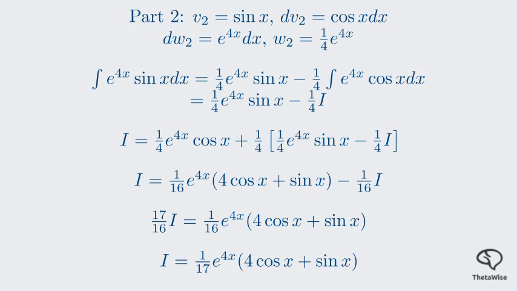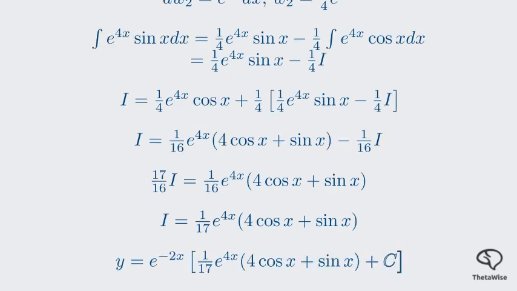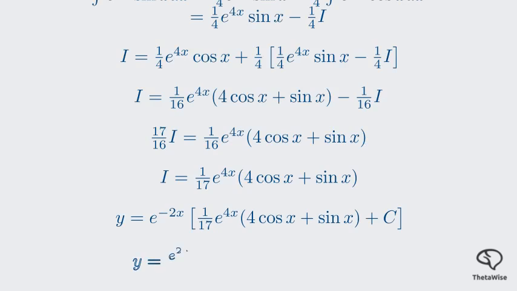Now, we just need to substitute this back into our general solution formula. y equals e^(-2x) times our integral result plus c. Distributing e^(-2x), we get e^(2x) times 4 cos x plus sin x, all over 17, plus c e^(-2x). And this is the general solution. Remember this pattern for integrals of e^(ax) times sin or cos bx. You'll need to do integration by parts twice to solve for the original integral.